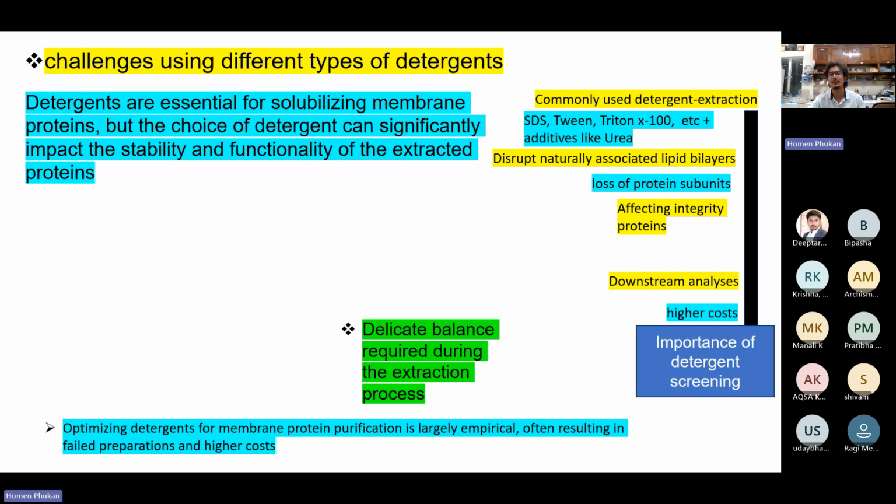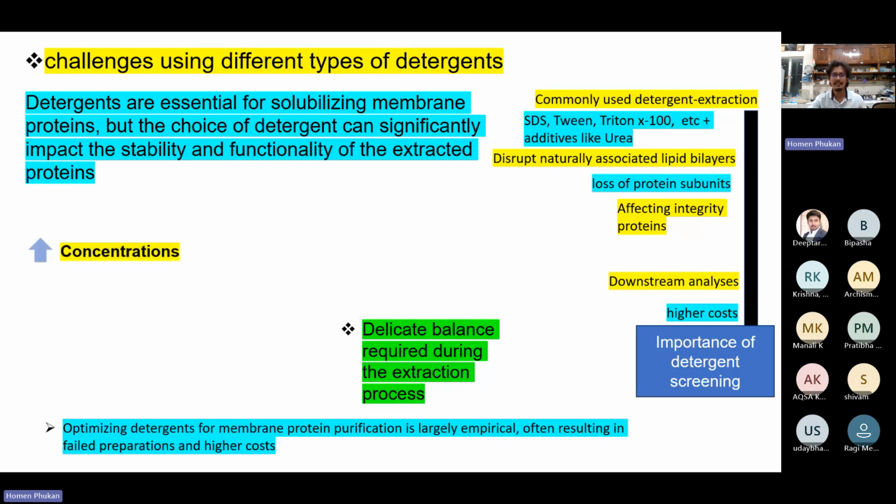What they exactly perform during membrane protein extraction is that they disrupt the naturally associated lipid bilayers, which ultimately loses the protein subunits and affects the integrity of the proteins, and which ultimately affects the downstream analysis of the extracted proteins. Even if you optimize the detergents for membrane protein purification, it is largely empirical, and often it results in failed preparations, and it is a high cost.